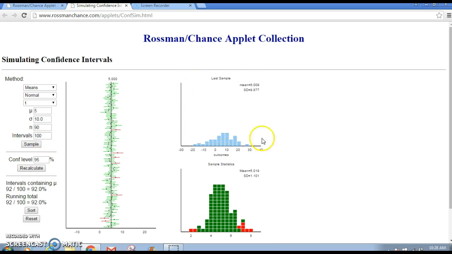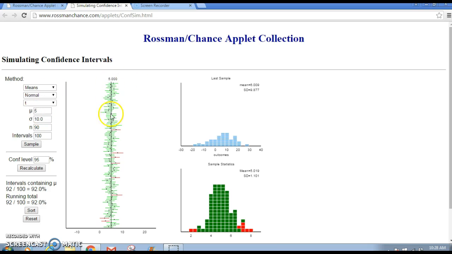This is the last sample that was taken, of size 90, and you see the mean and the standard deviation there, and then a confidence interval. In fact, 90 confidence intervals were constructed using the sample mean. And you could see in green, those are the confidence intervals that were successful in capturing the true population mean of 5.